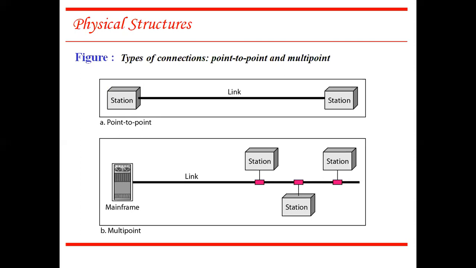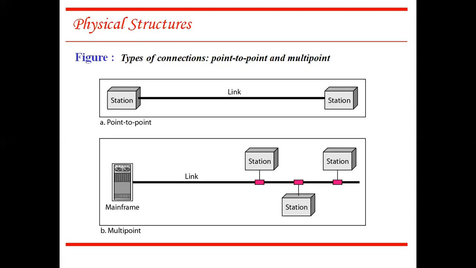Now let us see the physical structures of networks, in which we want to look at the types of connection. There are two types of connections by which a network is formed. A network is two or more devices connected through links. A link is a communication path that transfers data from one device to the other. There are two types of connections. One, point-to-point connections. Second, multi-point connections.